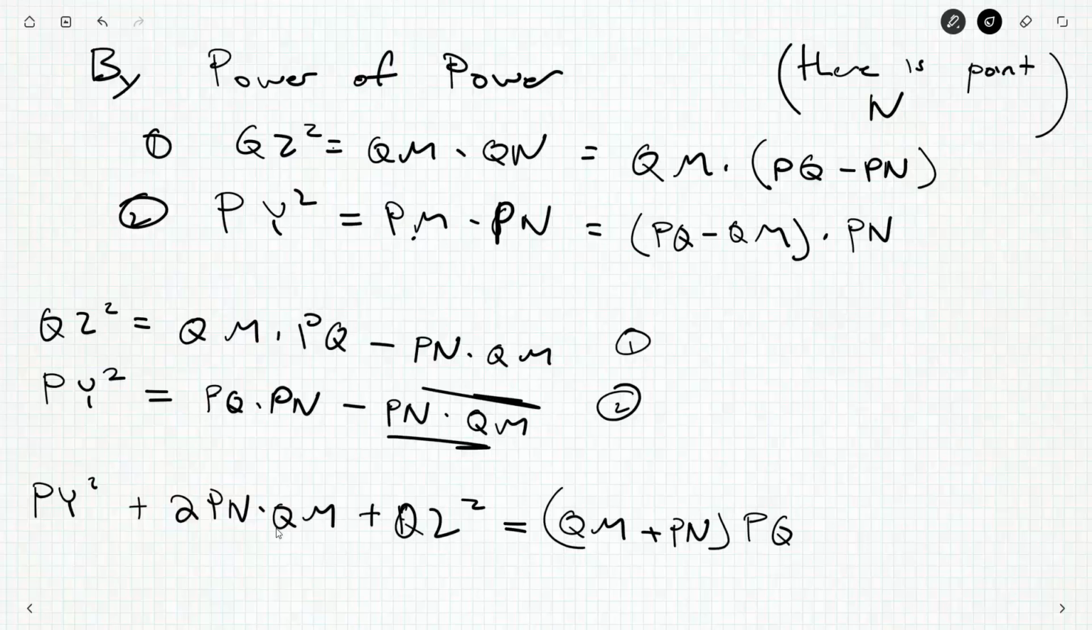Okay. So I like the QM plus PN. I like that there's QM and PN here. It makes me think QM plus PN squared. That's certainly something that my eyes are drawn to. Can we make it work at all?